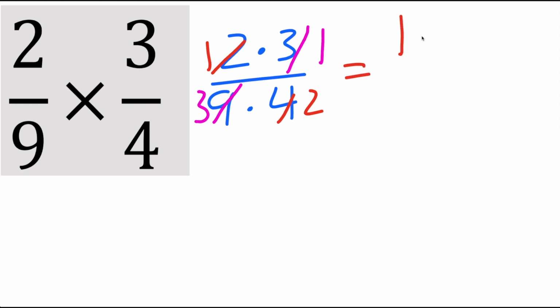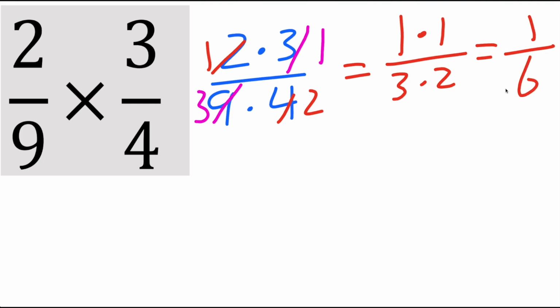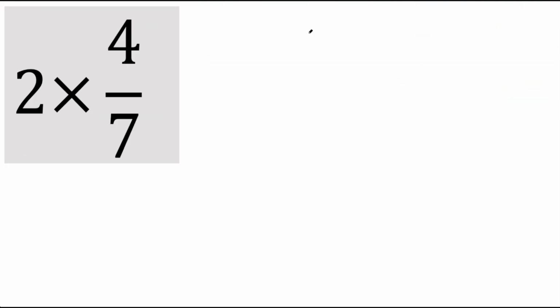So we have 1 times 1 divided by 3 times 2. And we get 1 divided by 3 times 2 is 6. Also 1/6. And this is our last one.